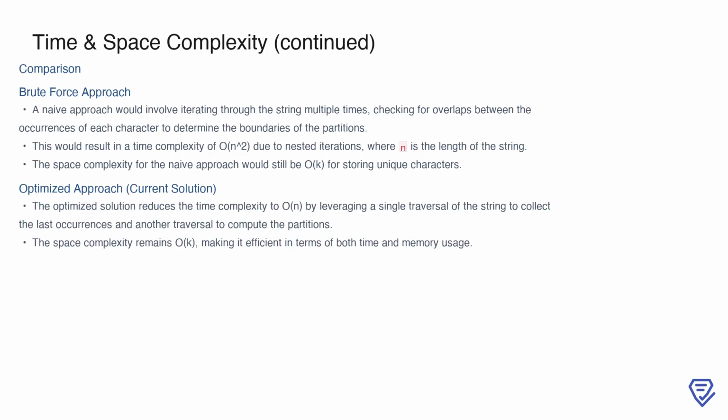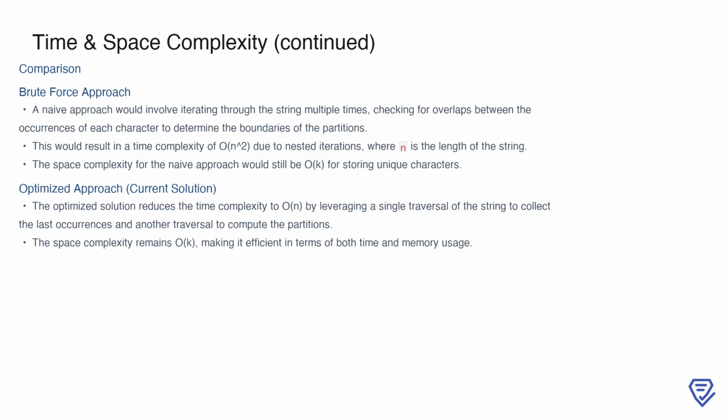Comparing this optimized approach to a brute force method highlights the efficiency gains. A naive solution might involve iterating through the string multiple times to check for overlaps between character occurrences, which would lead to a time complexity of n squared, due to nested iterations. However, even in this brute force method, the space complexity remains O(k) to store the unique characters.